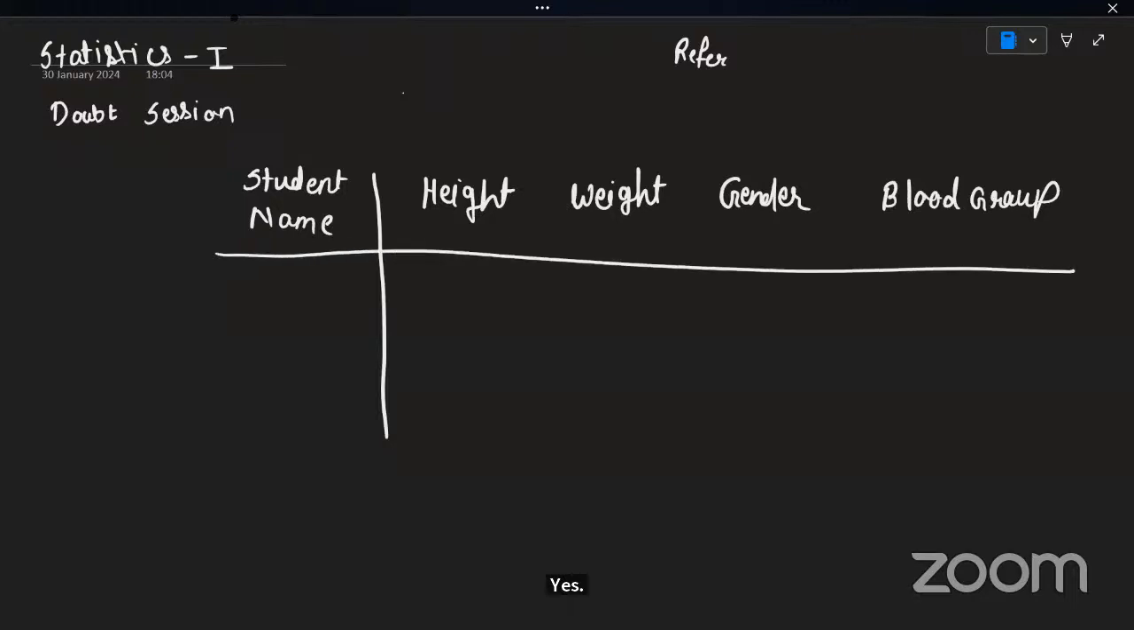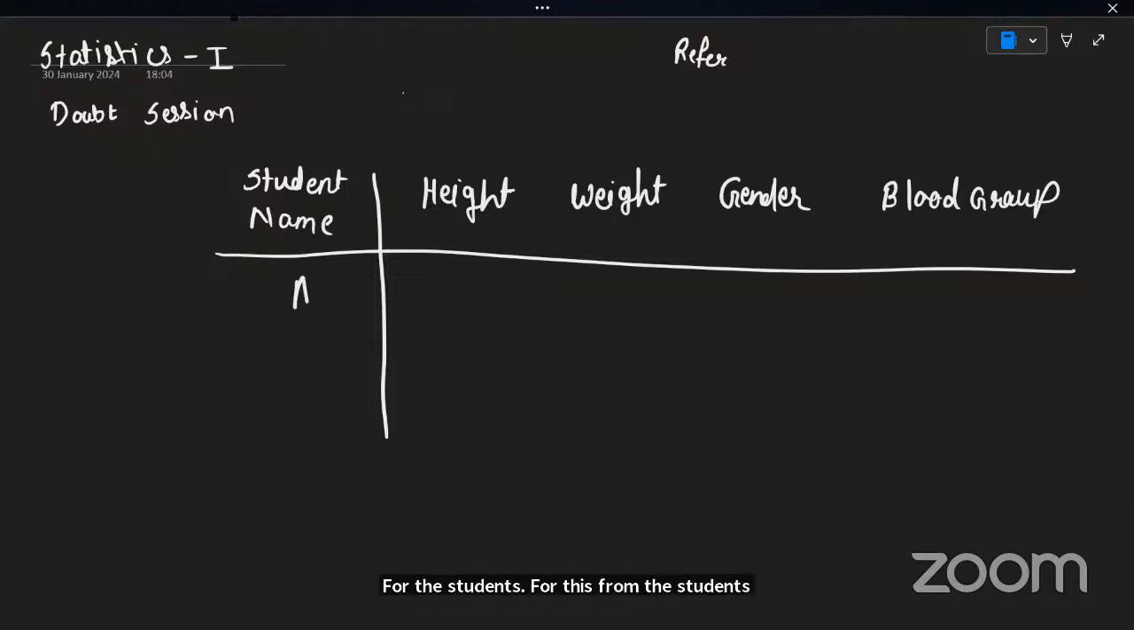So here you are collecting data for whom? What is your unit, or what is the object for which you are collecting data? For the measurement of BMI, but from whom? From the students. From the student itself.